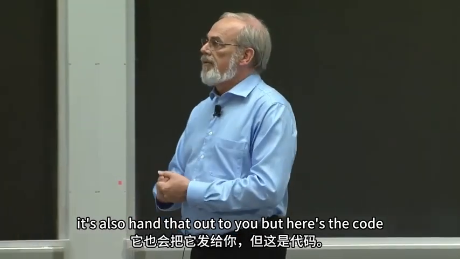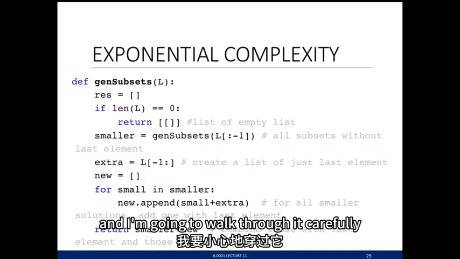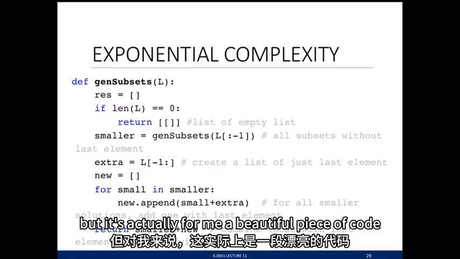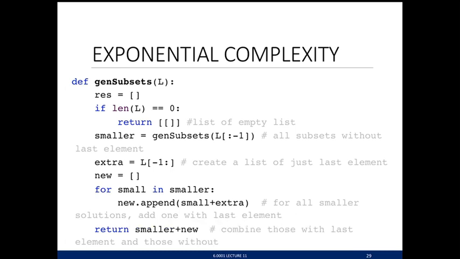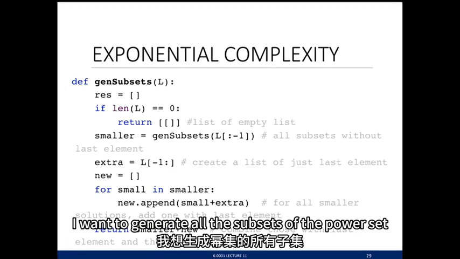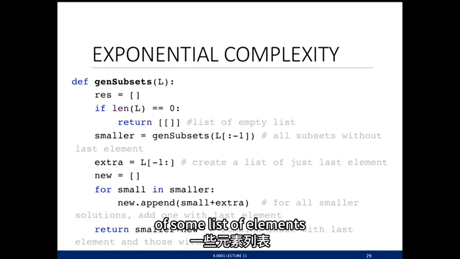It's also handed out to you, but here's the code. I'm going to walk through it carefully, and then we're going to analyze it. For me, it's a beautiful piece of code. I did not write it, by the way, John did, but it's a beautiful piece of code. I want to generate all the subsets of the power set of some list of elements.